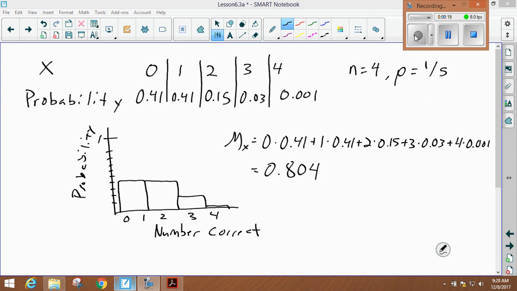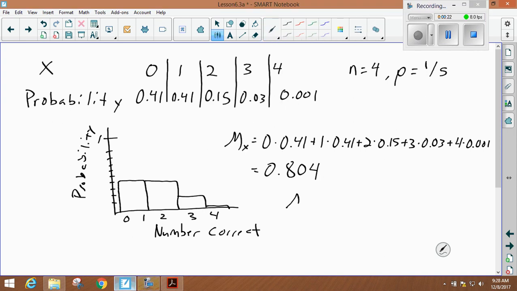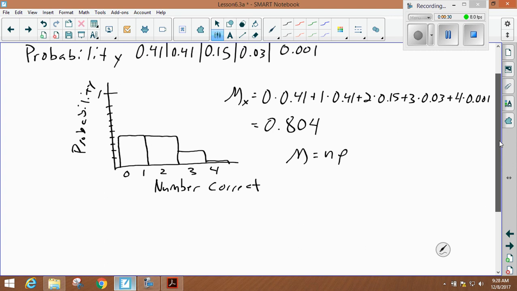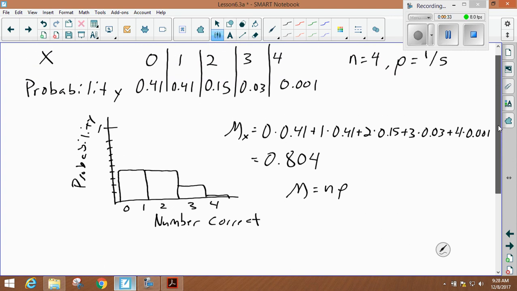Okay, so it turns out that we could also express our mean as np, n times p, for a binomial distribution, which in this case is going to be equal to 4 times 1/5, which is 4/5 or 0.8. So you see that these two things are the same. So we calculated our mean longhand and shorthand, and we wound up doing the same thing.